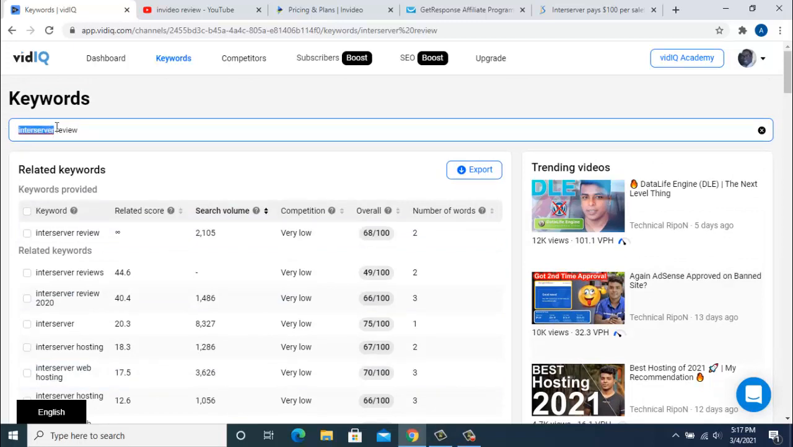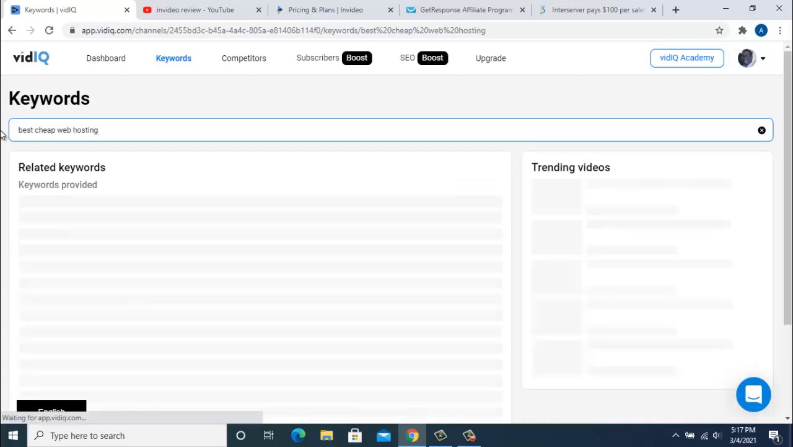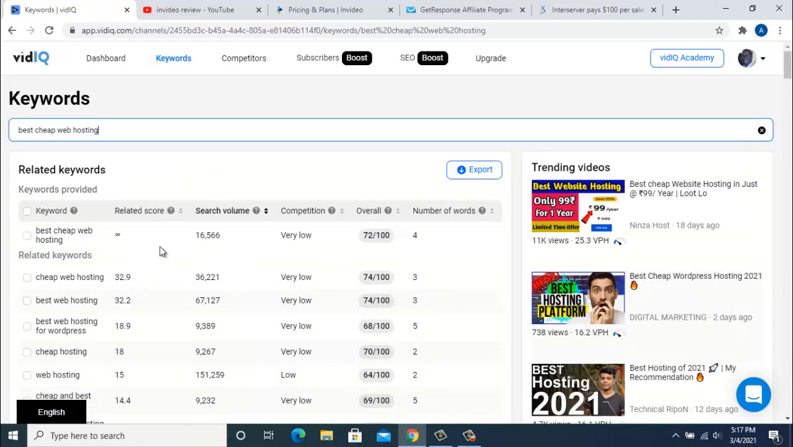Sometimes you can also look for words like best or cheap. These are words that are used by people who are almost at the end of the buying cycle. So what we can do is type best cheap web hosting and hit search to see. Great. So with this one, it has 16,566 searches and it only has 9.8 out of 100. So this one is a gold mine.